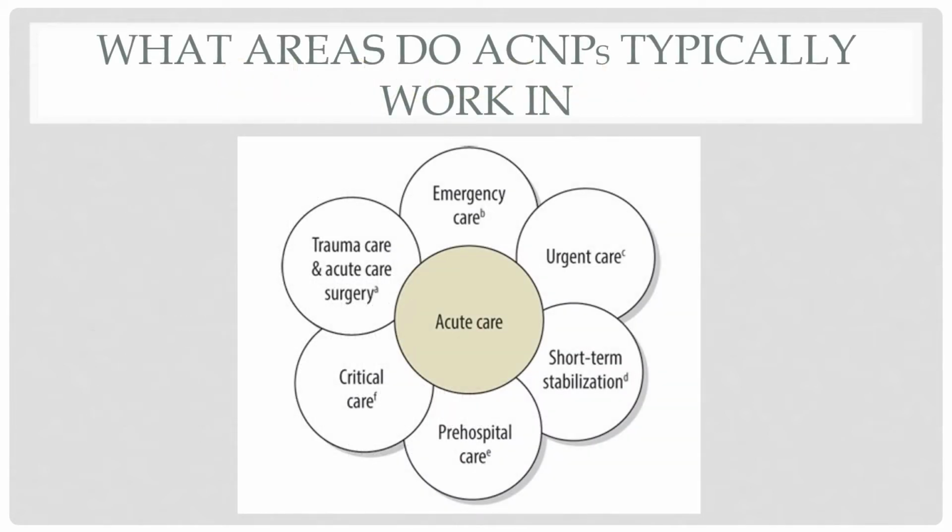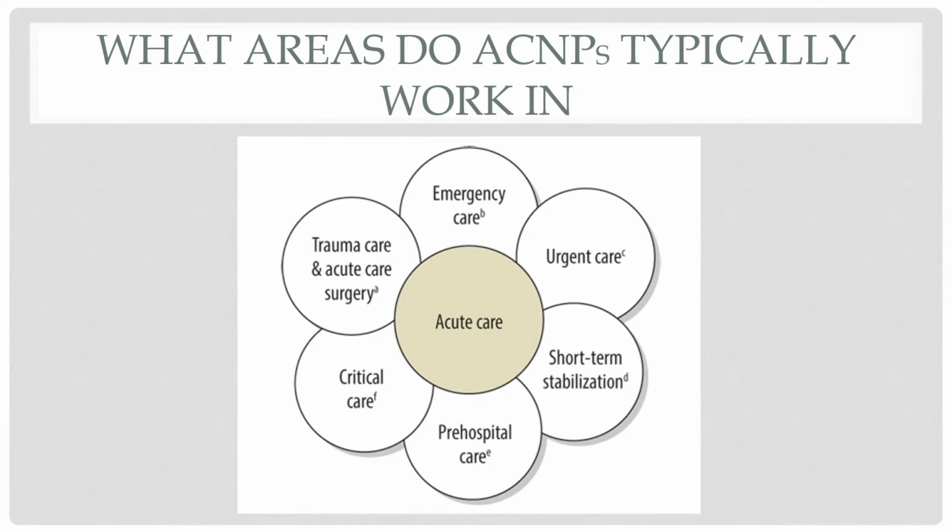So this slide shows more so the physical areas that an acute care nurse practitioner would work in. Acute care encompasses a range of clinical healthcare functions, including emergency care, trauma care, pre-hospital emergency care, acute care surgery, critical care, urgent care, and short-term inpatient stabilization. A few of the areas that an ACNP could typically work are trauma care and acute surgical needs. These would be things such as life-threatening injuries like myocardial infarction, trauma, appendicitis, or an accident victim.